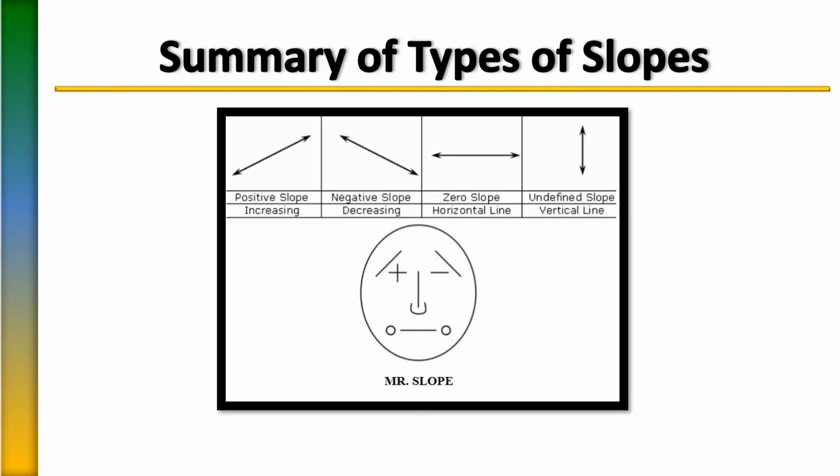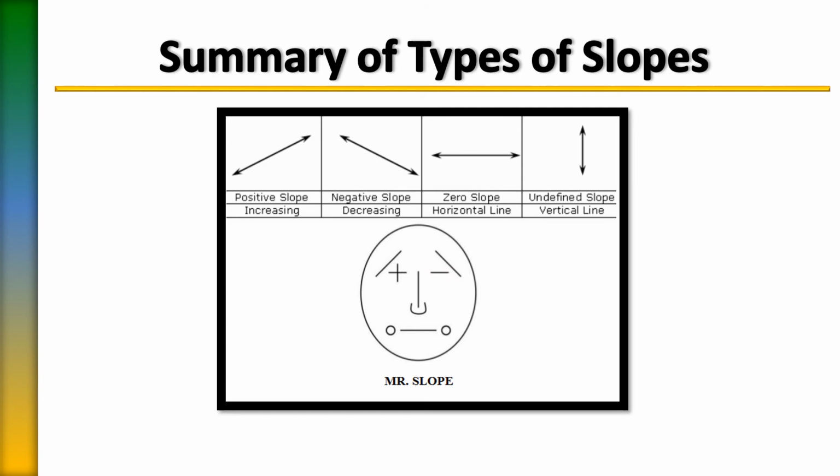Now, to help you remember all these types of line orientations, look at Mr. Slope's face. His eyebrow is moving from left to right in an upward motion, which signifies a positive slope. The right eyebrow is moving from left to right in a downward motion, which signifies a negative slope.